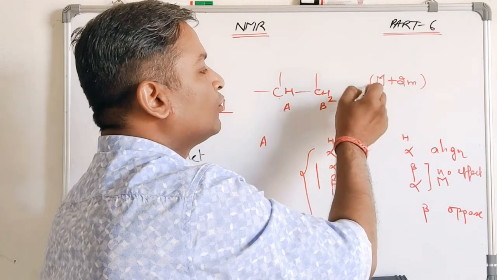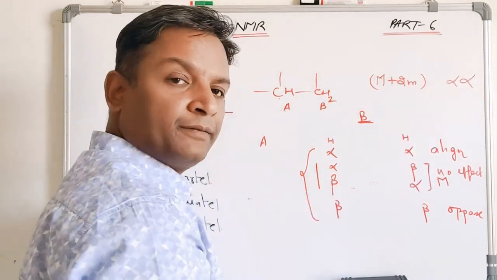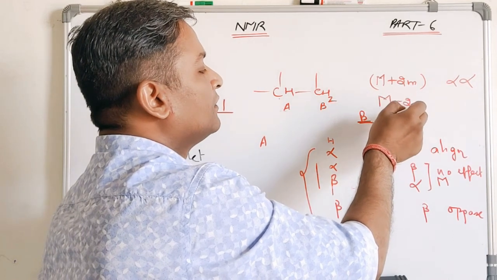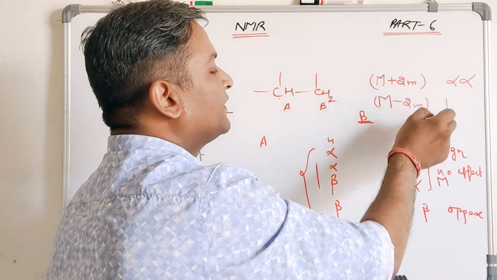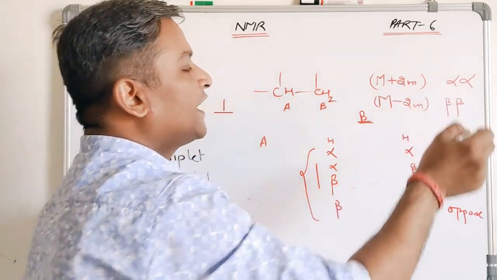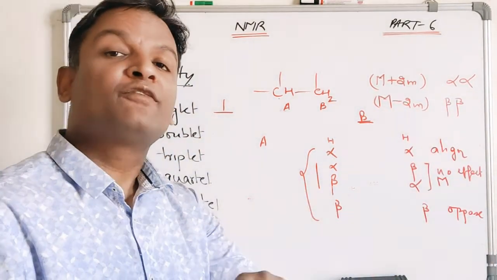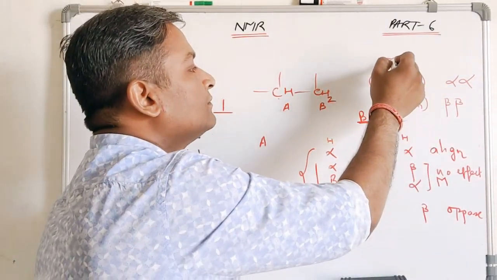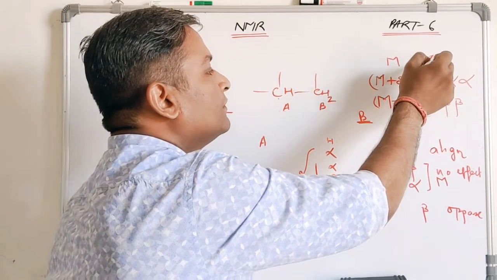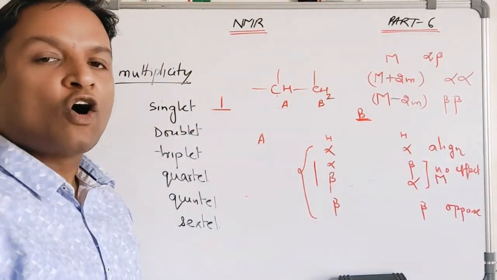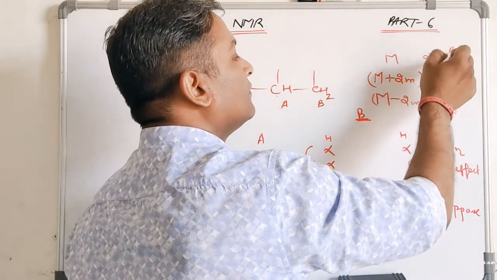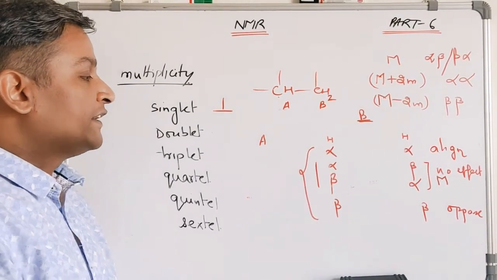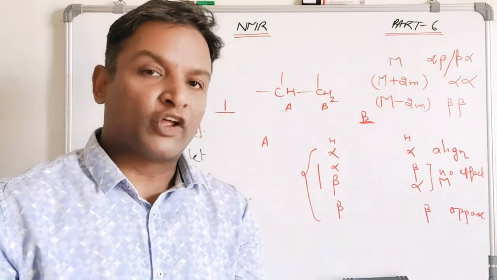M plus 2M will be observed when they have the alpha and alpha orientation. When they have the beta and beta orientation, M minus 2M magnetic field will be observed. But when they exist in an alpha and beta form, the effect will be 0, a nullified effect, and they will observe just M magnetic field when they exist in alpha beta or beta alpha states.